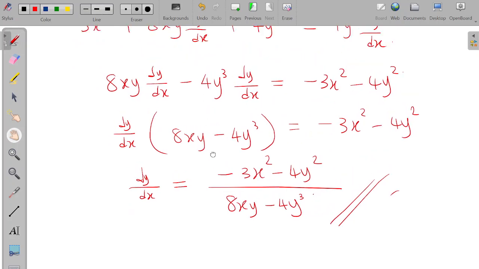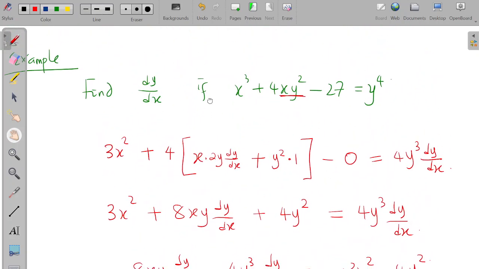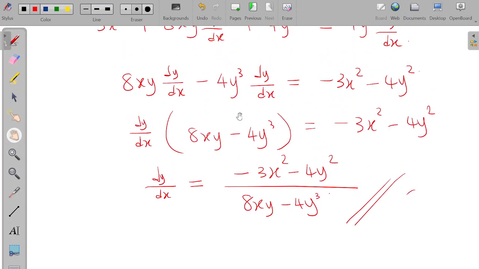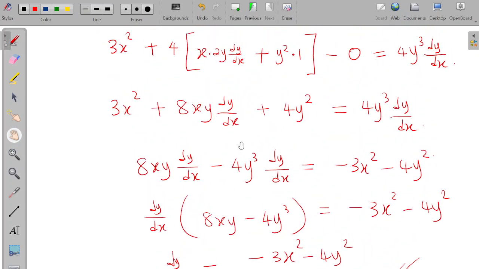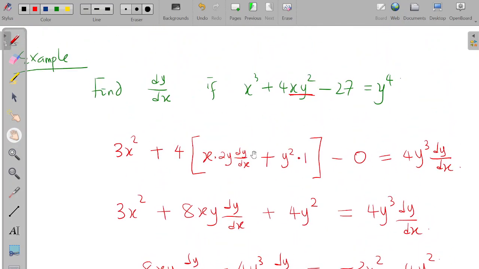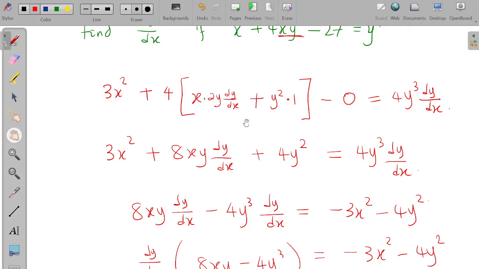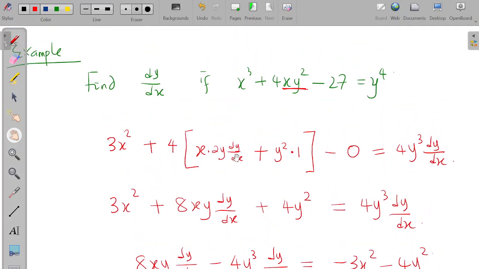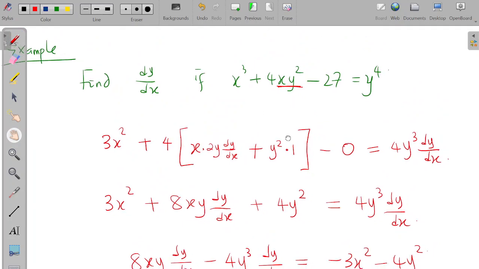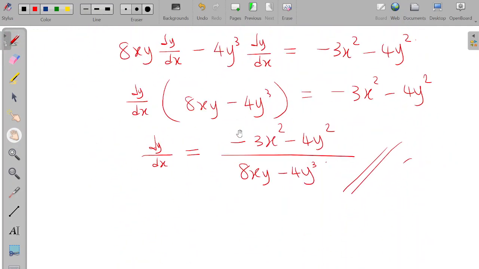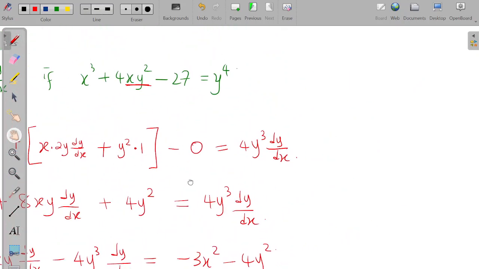So in implicit differentiation, you derive them the way they are, then you factorize out dy over dx and make dy over dx the subject. That is when y is a function of x. But when x is a function of y, we are not going to be multiplying by dy over dx, but we are going to be multiplying by dx over dy. So I take this example now and do it with x as a function of y.